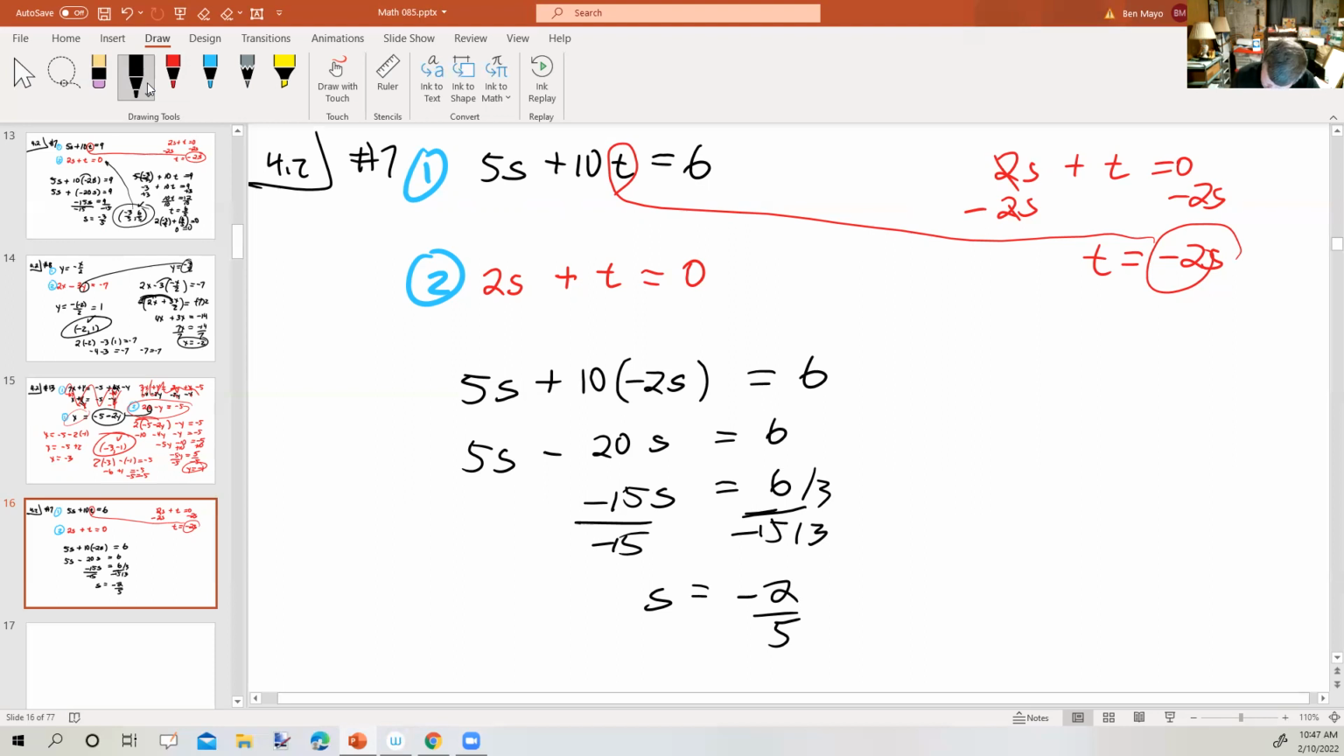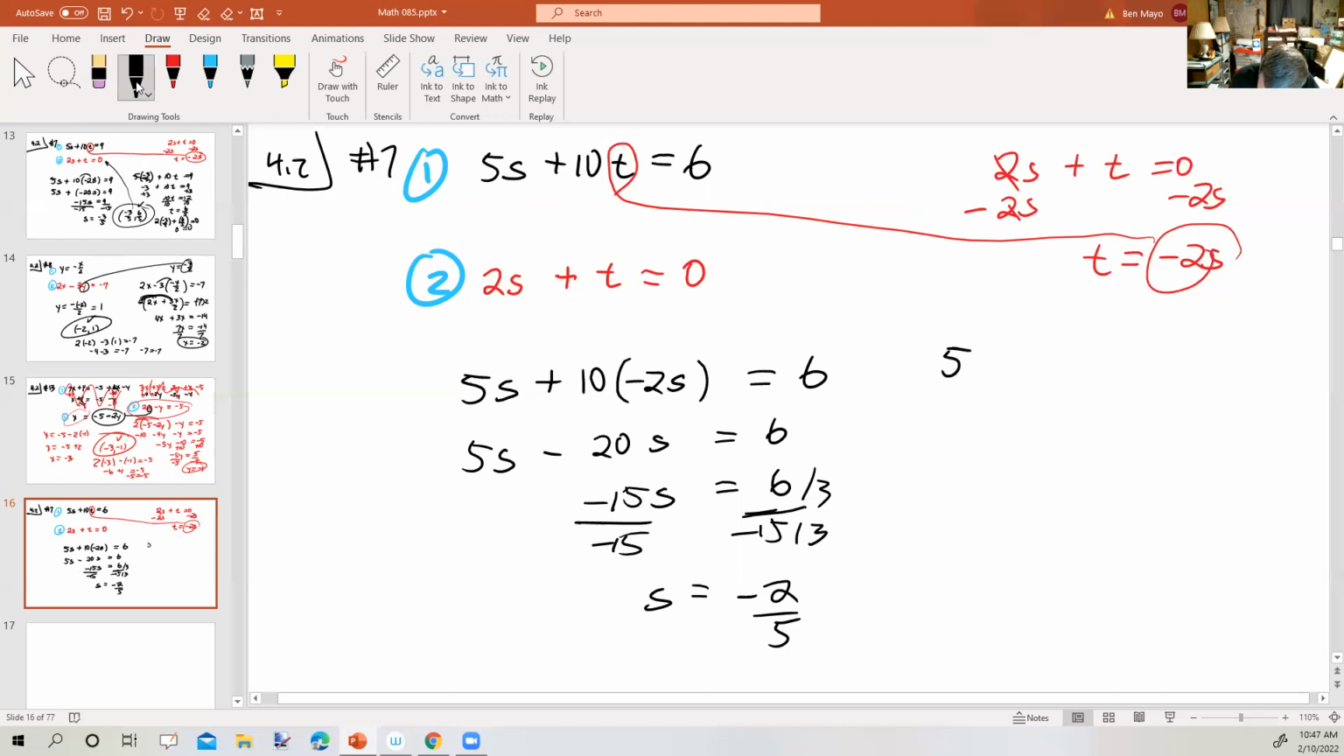I'm going to plug that into either one of the original equations. I'll plug it into the top equation, and we've got 5. My board is having issues. Let's see here. There we go. I'm not sure what's going on, but I'll just live with it.